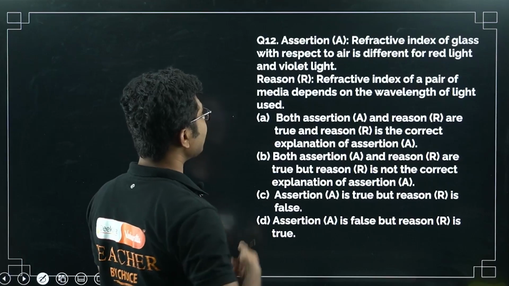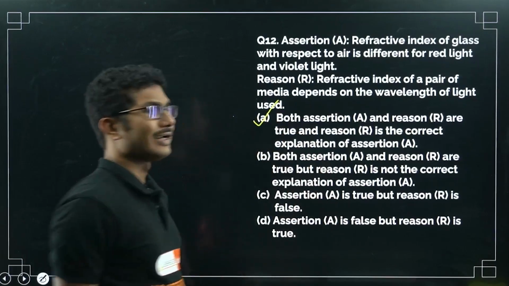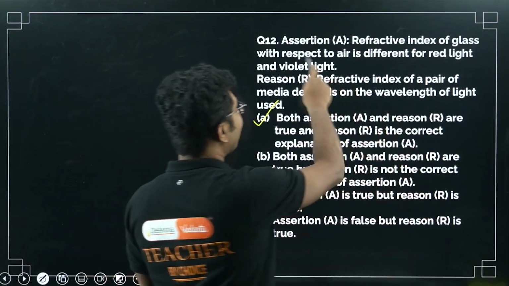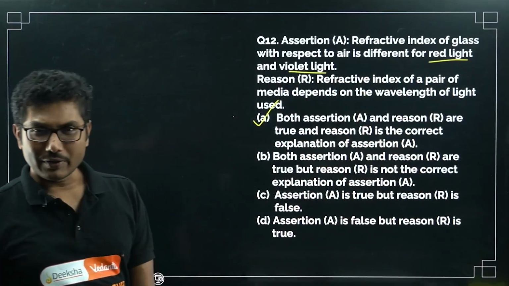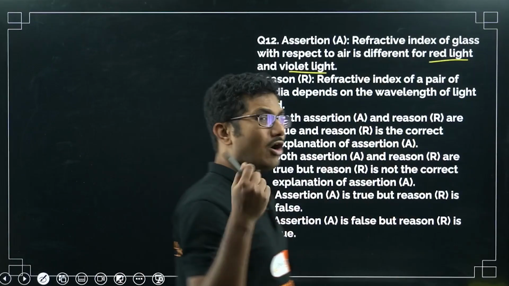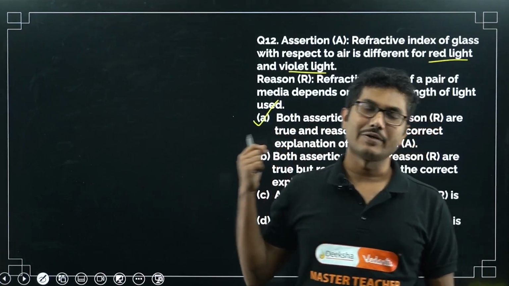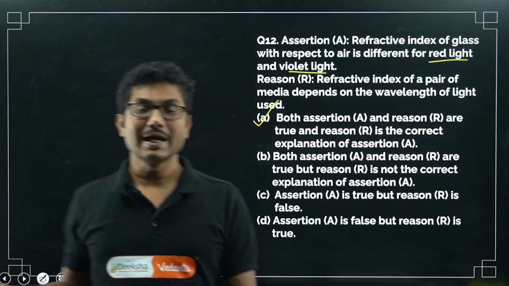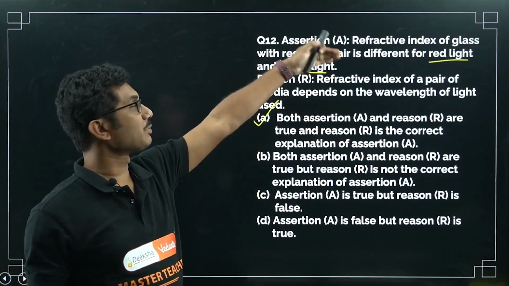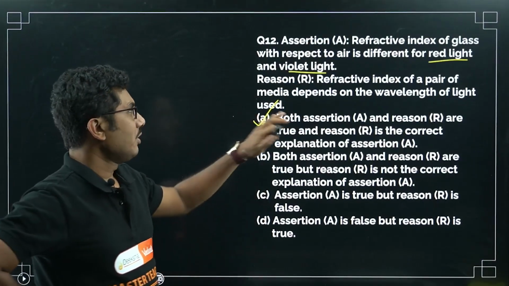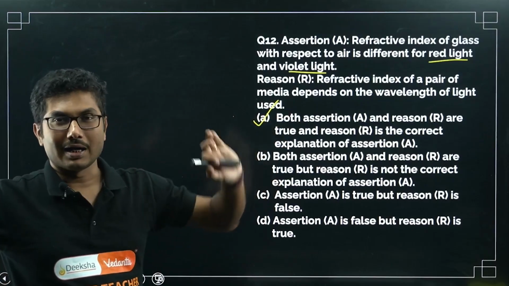So both assertion and reason are correct, and the reason is the correct explanation, because we know that red light and violet light have different wavelengths. Different wavelengths of light mean they will have different refractive indices. So the reason is obviously correct, and it actually explains the assertion. So both A and R are correct.